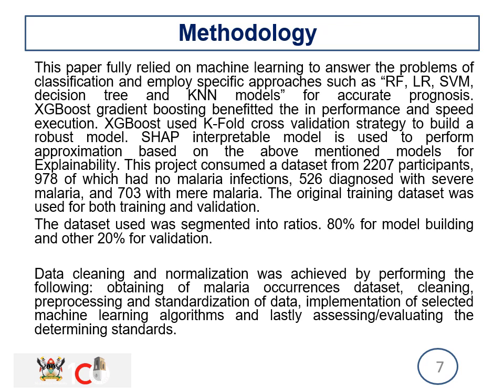This paper actually consumed a data set from 2,207 participants, of which 978 were found with no malaria, 526 with severe malaria, and 703 with common malaria. The original training data set was used for both training and validation, first divided into two, 80% for building and 20% for validation. Data cleaning and normalization was achieved by obtaining the data set, which is the malaria data set in this case, performing the cleaning, pre-processing, standardization of data, and then implementation using the model.